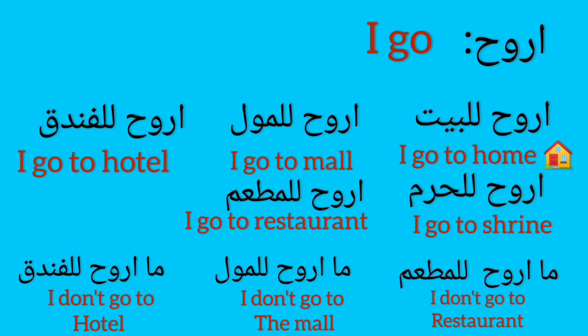But to negate this verb, we use ما. ما أروح للمطعم. I don't go to the restaurant. ما أروح للمول. I don't go to the mall. ما أروح للفندق. I don't go to the hotel. Okay guys, this is actually what I could do with these verbs. These verbs are so common to the point where native speakers utilize them every single day. They use these verbs in their daily conversation.